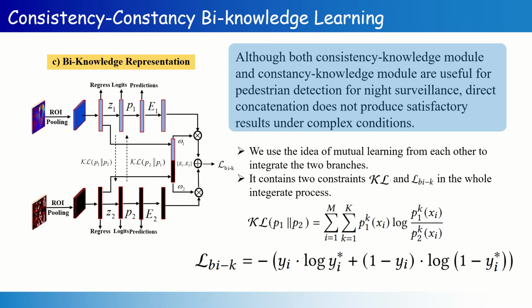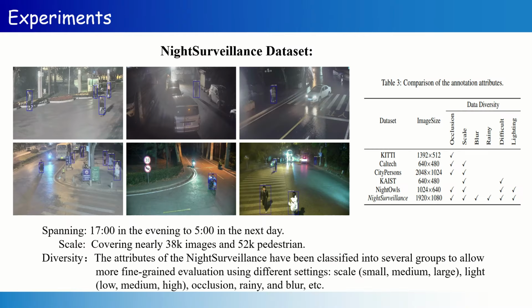For the bi-knowledge representation, although both the consistency knowledge module and the constancy knowledge module are useful for pedestrian detection for night surveillance, direct concatenation does not produce satisfactory results under complex conditions. We use the idea of mutual learning from each other to integrate the two branches. It contains two constraints, KL and LBI, in the whole integrated process.